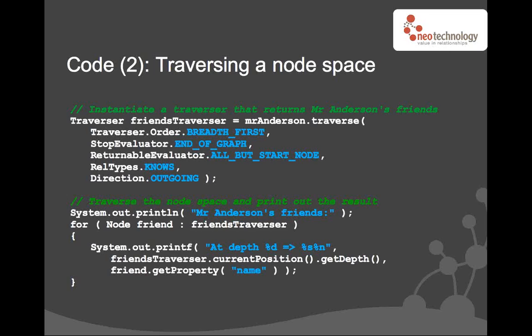I think the second code is fairly intuitive if you know Java 5 syntax. Basically, for every friend, which is a node, in the friends traverser, we're going to print out a couple of interesting things. One is the property name on that node. And the second thing is we use the friends traverser to access the current context of the traversal. Specifically, we want to get the exact current position of where we are and the depth that is. So we're going to print out, if you're a depth 1 friend, you're very close. If you're a depth 2 friend, you're not so close. And depth 4, of course, you're far away from me in friendship.